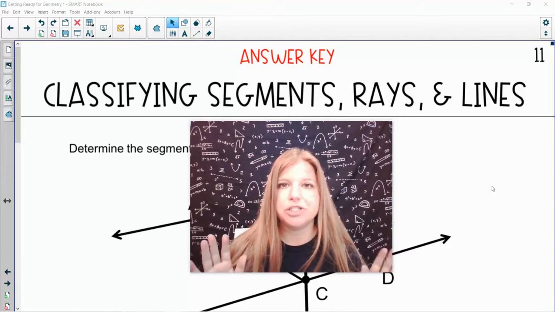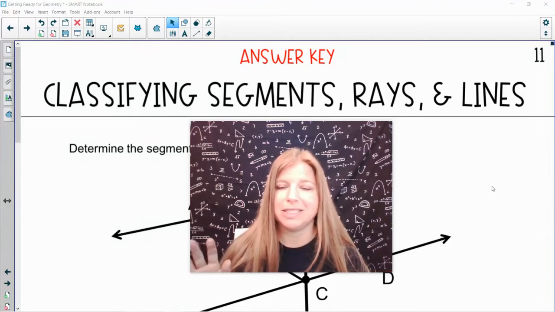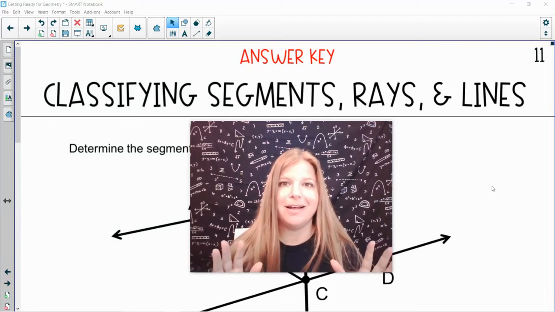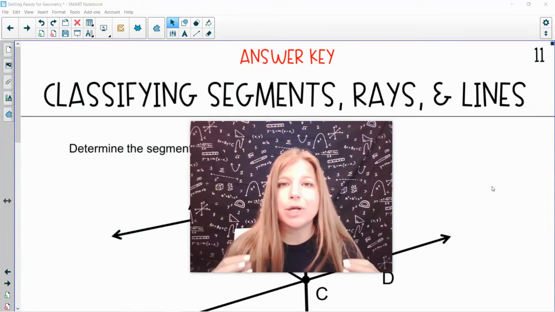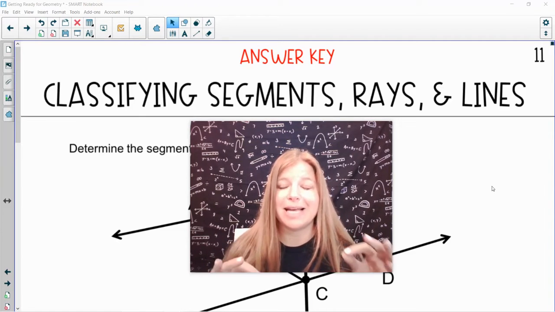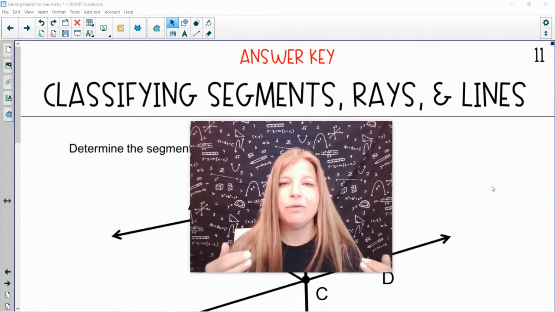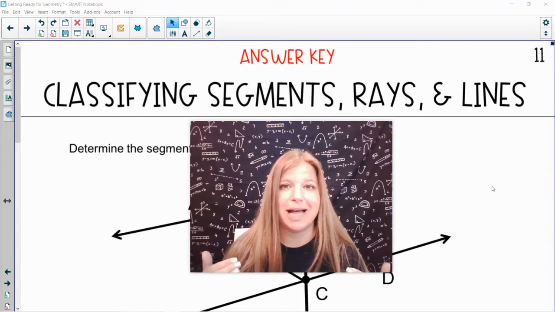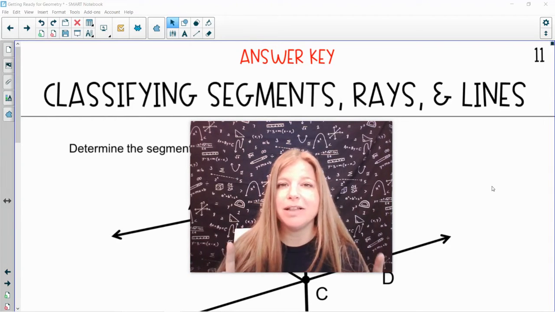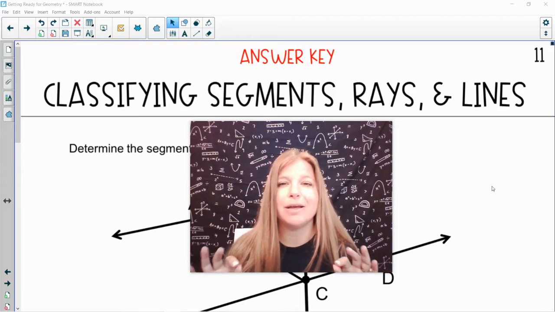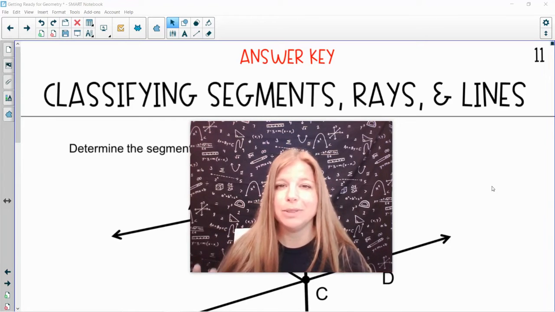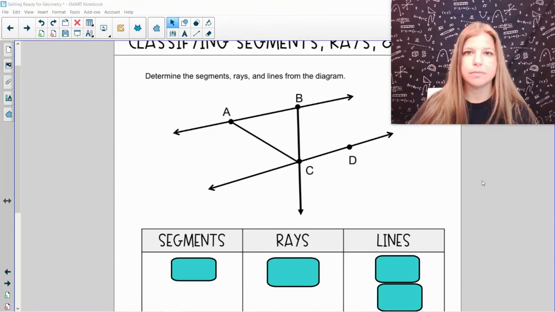Before even entering geometry, you've been learning geometry skills since preschool. And we need to know those basic parts of geometry: points, segments, rays, lines, before entering into our high school geometry class. So we're going to do a very light review of some of the rules and how we look at a diagram and how do we know what's a segment, a ray, and a line. Let's take a look. The direction says determine the segments, rays, and lines from the diagram.